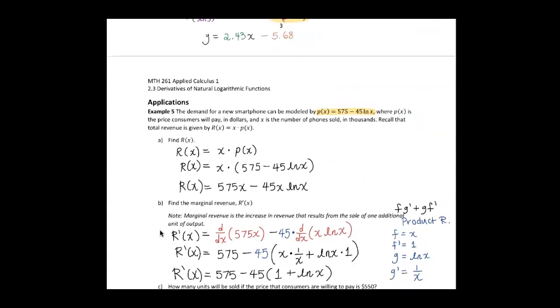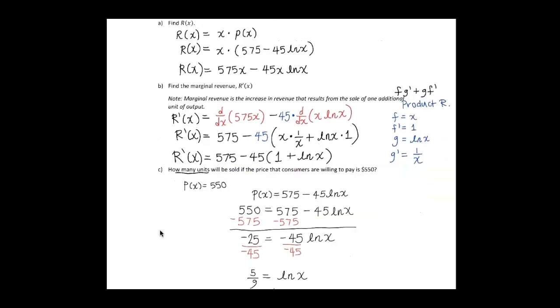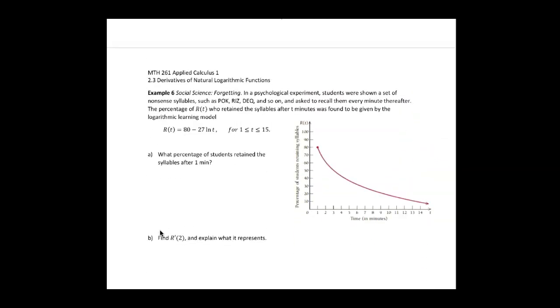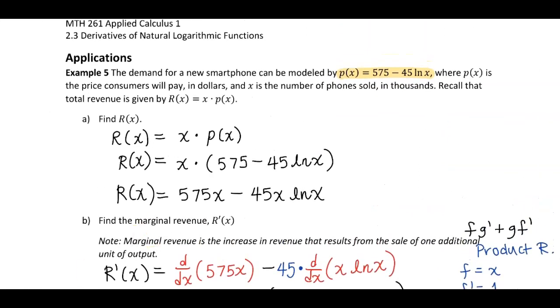I'm kind of bummed because we did not get to use the marginal revenue function that we found in part B. But hey, maybe the next example will let us do that. So I will stop this video now and we'll be back with example 6 shortly.